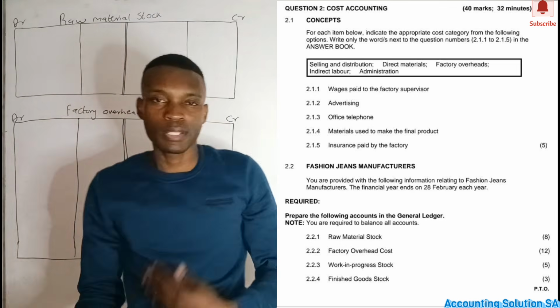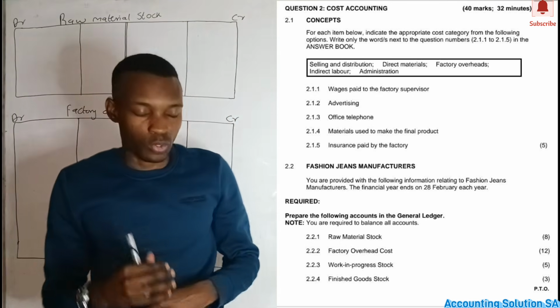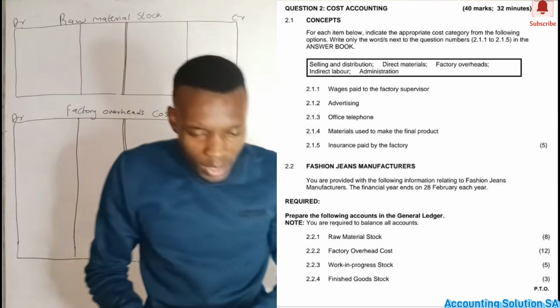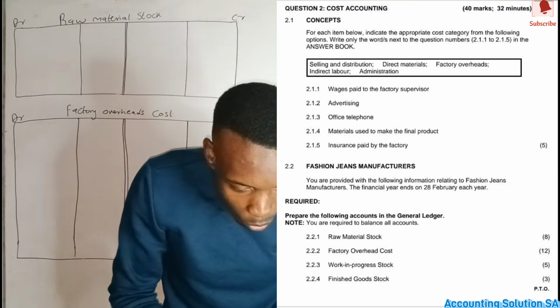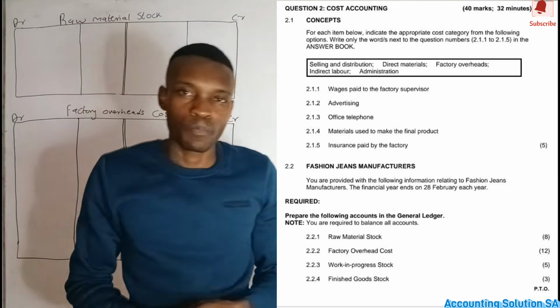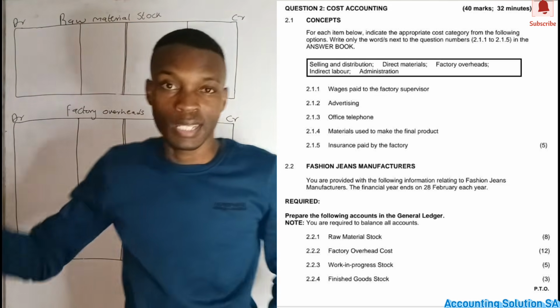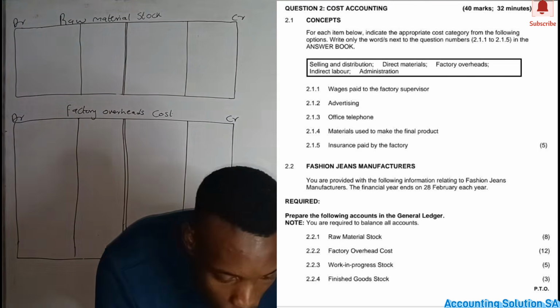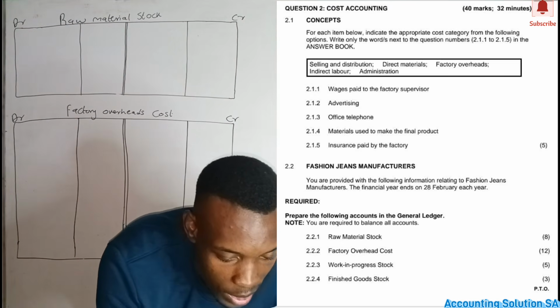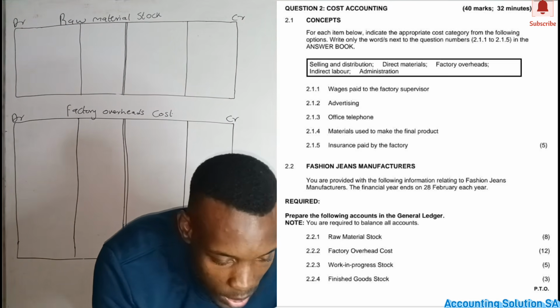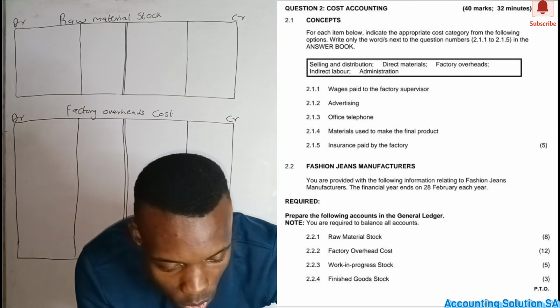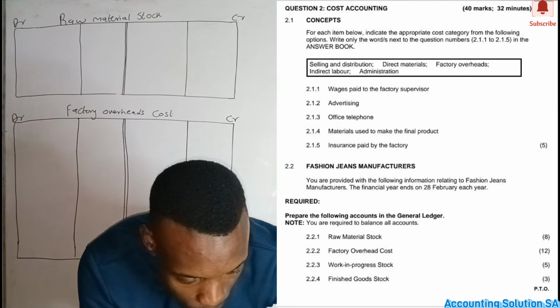So this is the major question that we are going to focus on today. Number one, we have to prepare a raw material stock account, which is the same as direct material. Number two, we are going to do factory overhead. Then the last two accounts are work in progress and finished goods. That's the accounts that we are going to do in this video.